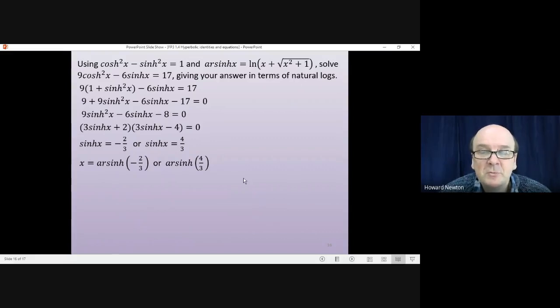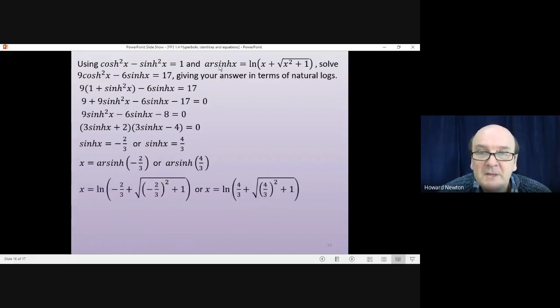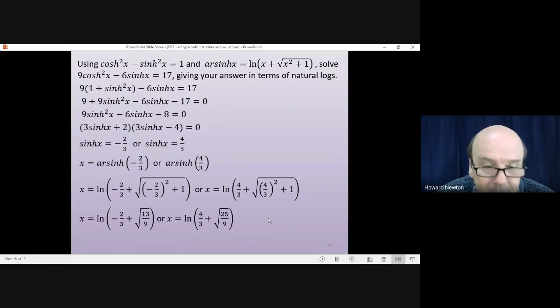And it's at this point that we're going to use the definition of arsinh. So that means that x is equal to this big expression here, the log of that, or x is equal to the log of this big expression here. Simplifying those gives us that. And simplifying those gives us x either equals the log of (minus 2 plus root 13) over 3, or this last one simplifies a great deal, and you just get x equals log 3.